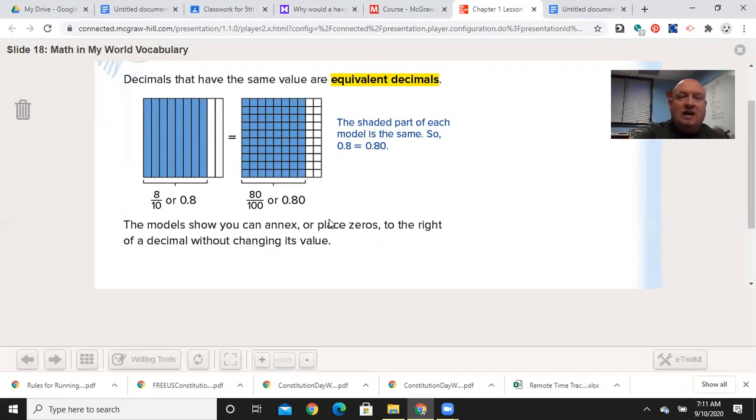The model shows you can annex or place zeros to the right of the decimal without changing its value. For 5th grade math, and even really for middle school, that's something you're welcome to do. When you get into a high school chemistry class, they might tell you not to put a bunch of extra zeros for no reason. But if you're using it for comparing right now, that's really what we will be doing with these. So you can put a 0 and then another 0 and another 0, and it effectively is not going to change because they are equivalent decimals.